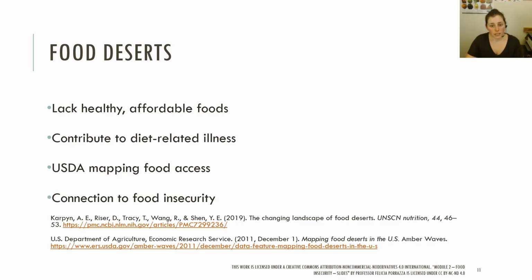A census tract is a small, relatively permanent subdivision of a county that usually contains between 1,000 and 8,000 people, but generally averages around 4,000 people. In 2009, the U.S. Department of Agriculture, USDA, began mapping food access to identify communities where there was low availability of affordable, nutritious foods, and found that food deserts exist in every American state in all types of communities.